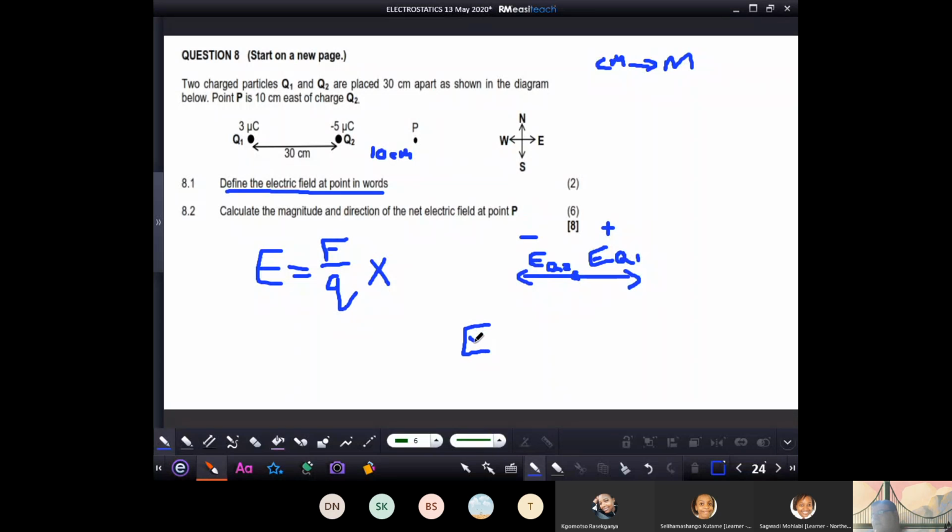So we will say then the electric field net is equal to EQ2, plus EQ1, and this will be a negative. What you can do now is work it out separately and then put it in to get the net field, or you do the whole calculation in one. I'm just going to show you quickly what I did here.